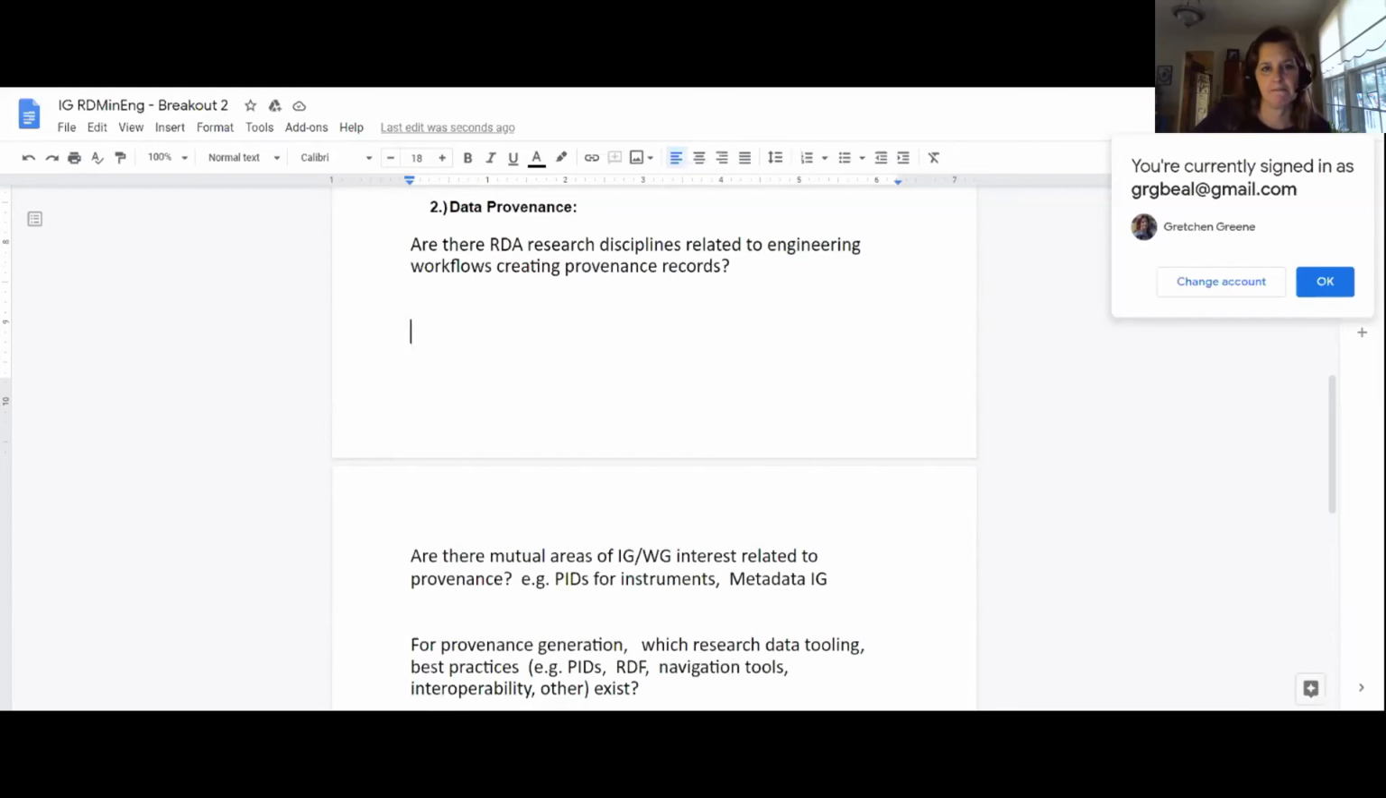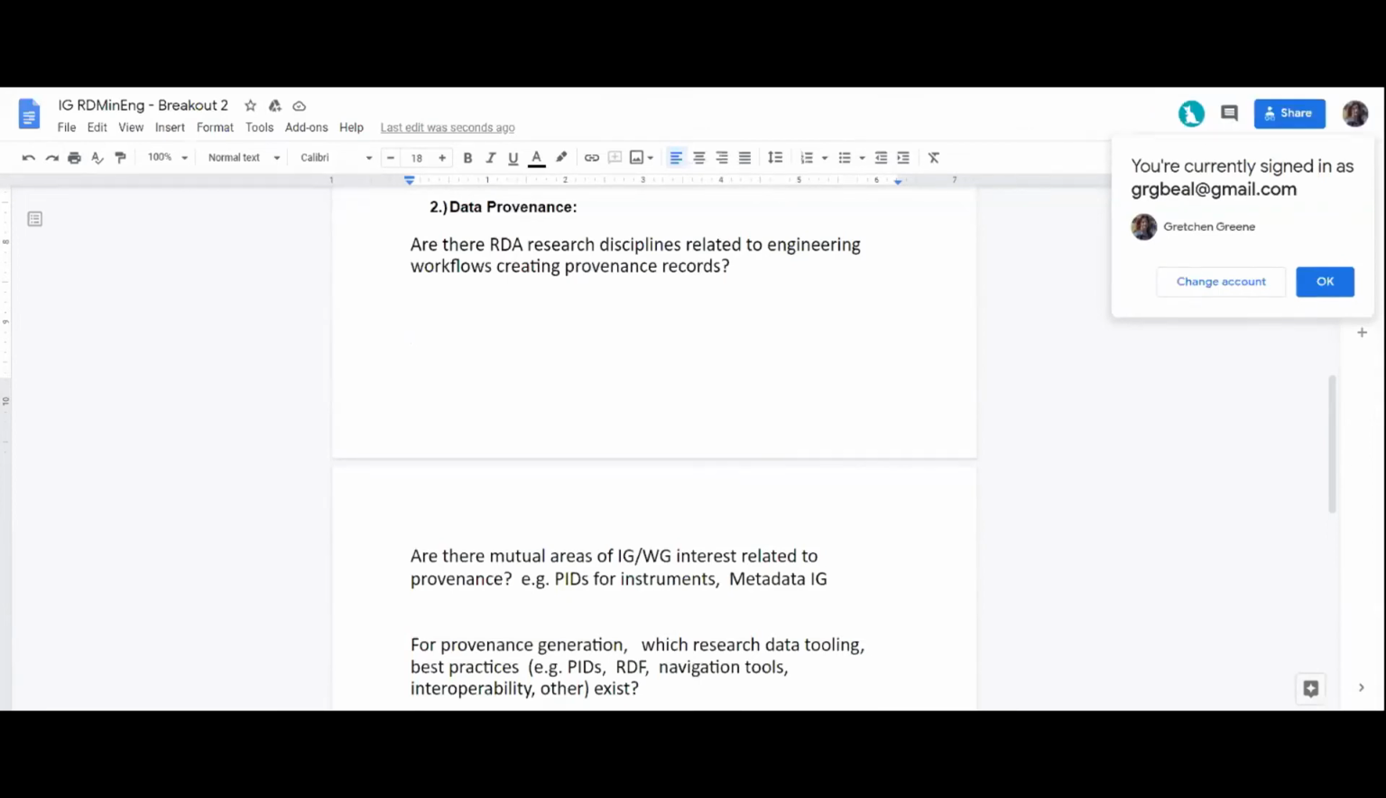And the first question was, are there RDA research disciplines related to engineering workflows creating provenance records? And I guess this doesn't have to be specific to RDA, but do people in the breakout have some familiarity with engineering workflows and generation of provenance records for these? We have a few people in the breakout. Are people familiar with any other engineering disciplines in RDA generating provenance?